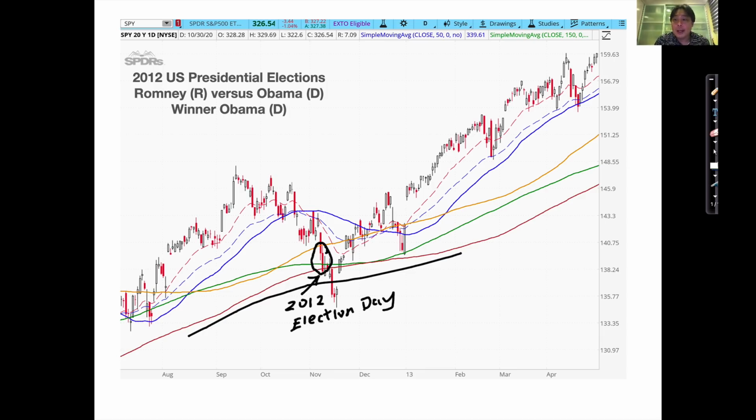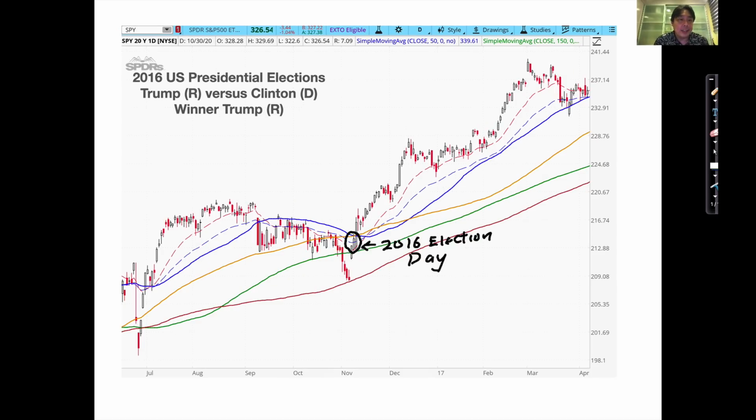Okay, and of course, the last election before this one, 2016, when Trump won his election against Clinton, what happened? So that was election day. The market sold off before election day. There was election day, this candle over here. The next day, the market went up and hallelujah, the market rallied.